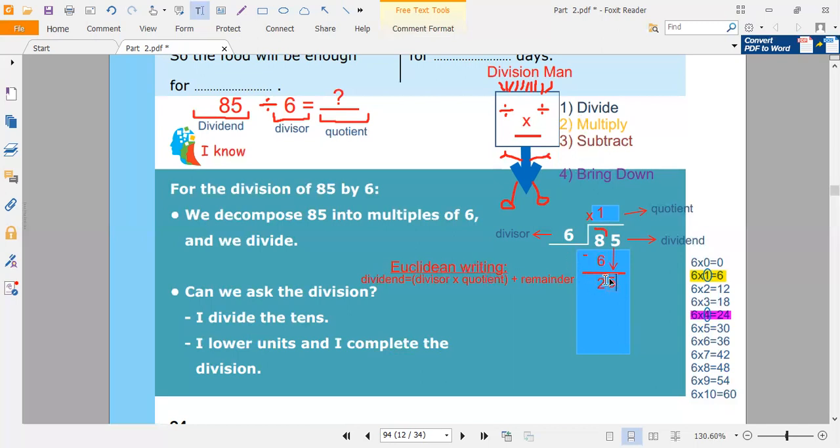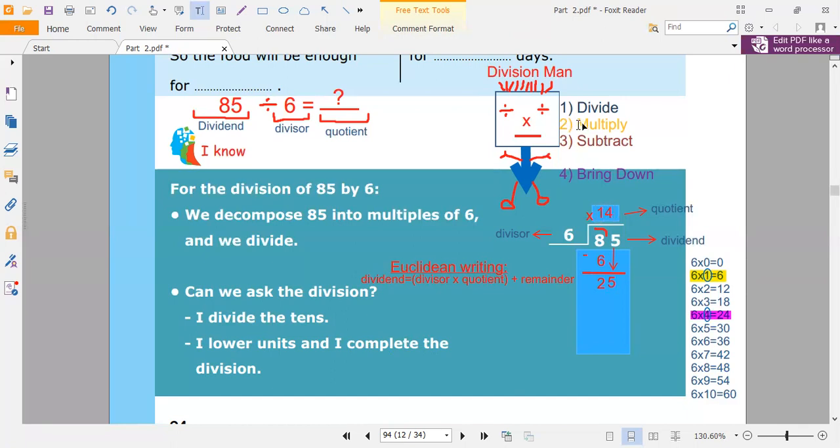Step 1, we divide 25 by 6. What number times 6 is equal to a number smaller and nearest to 25? 25 is not a multiple of 6, so we have to take the number nearest and smaller than 25, which is 24. We cannot take 30, because 30 is greater than 25. So the answer is 4 because 6 times 4 is equal to 24. So we write the answer in the quotient. Here we write 4.